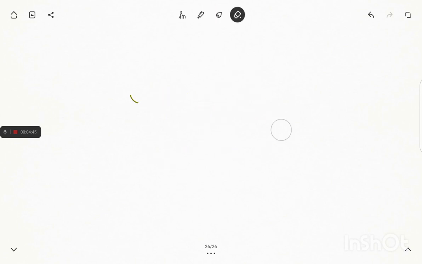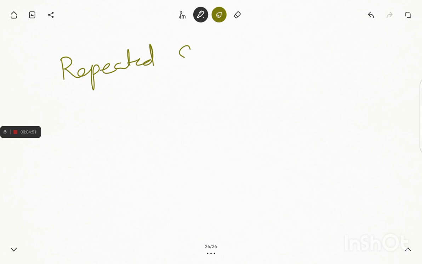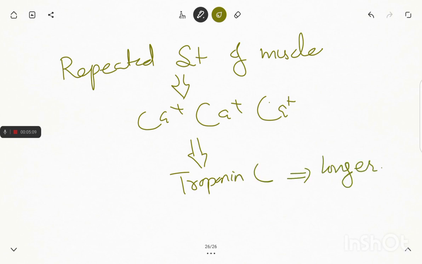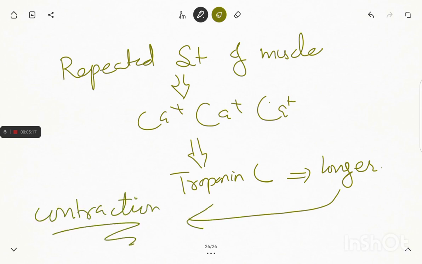Now what happens in tetanus? In tetanus, there is repeated stimulation of muscle fiber. Because of repeated stimulation, too much calcium is released. When there is a lot of calcium, it means troponin C will remain active for a longer period of time. If troponin C remains active for a longer period of time, what does that mean? It means that the overall contraction of muscle will last longer and there will be no relaxation. So this is all about tetanus.